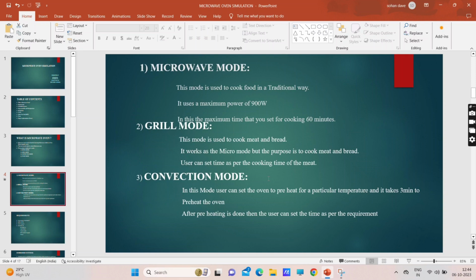The third is convection mode. In this mode, the user can set the oven to preheat for a particular temperature. It takes around 3 minutes to preheat the oven, and after preheating is done, then the user can set the time as per the requirements.